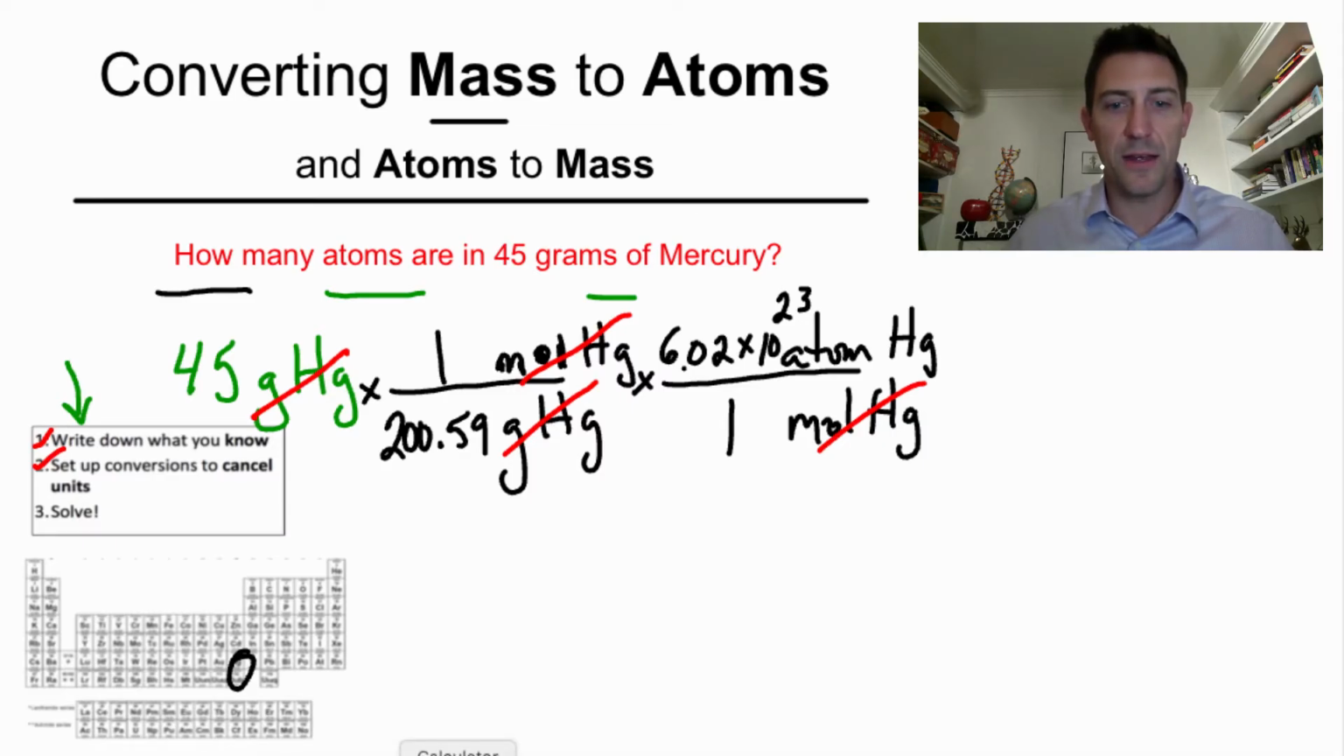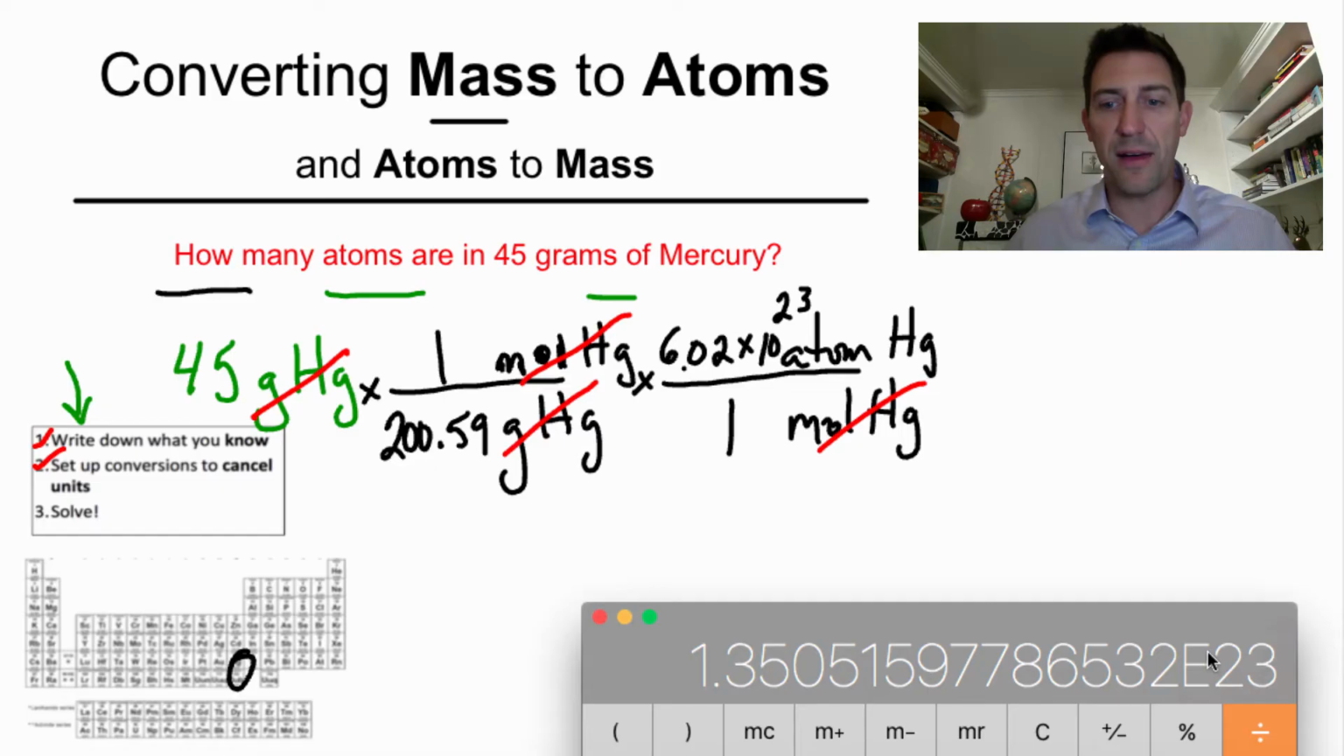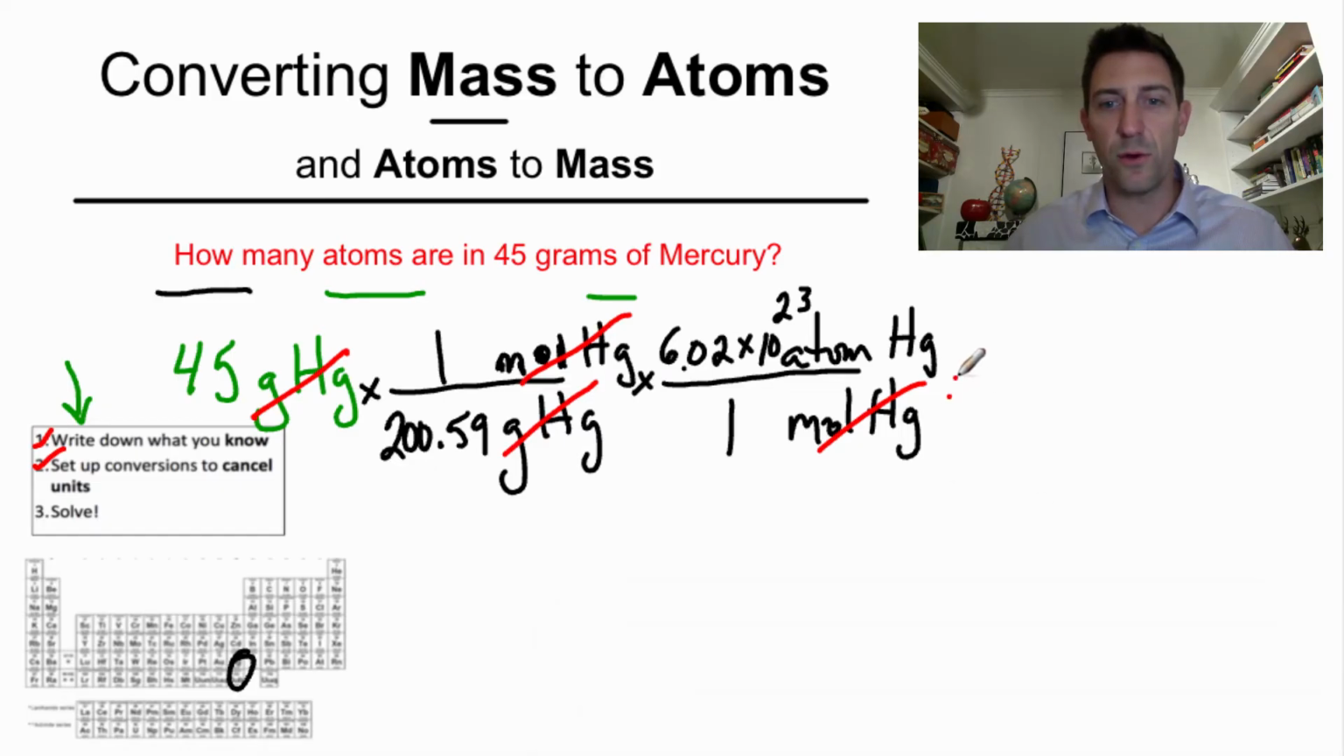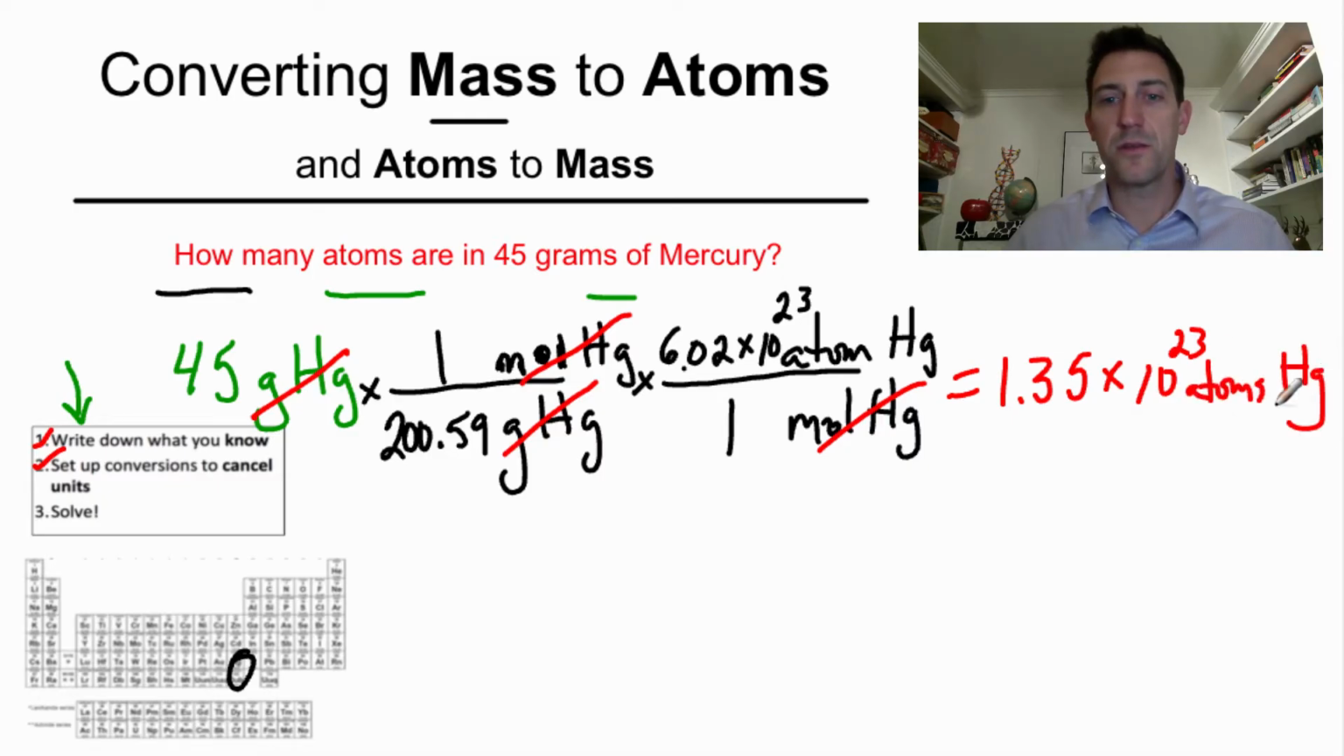We've got 1.35 times 10 to the 23rd. And what are my only units left? Atoms of mercury. So there you go. There's our first answer. Nicely done. Let's try another one.